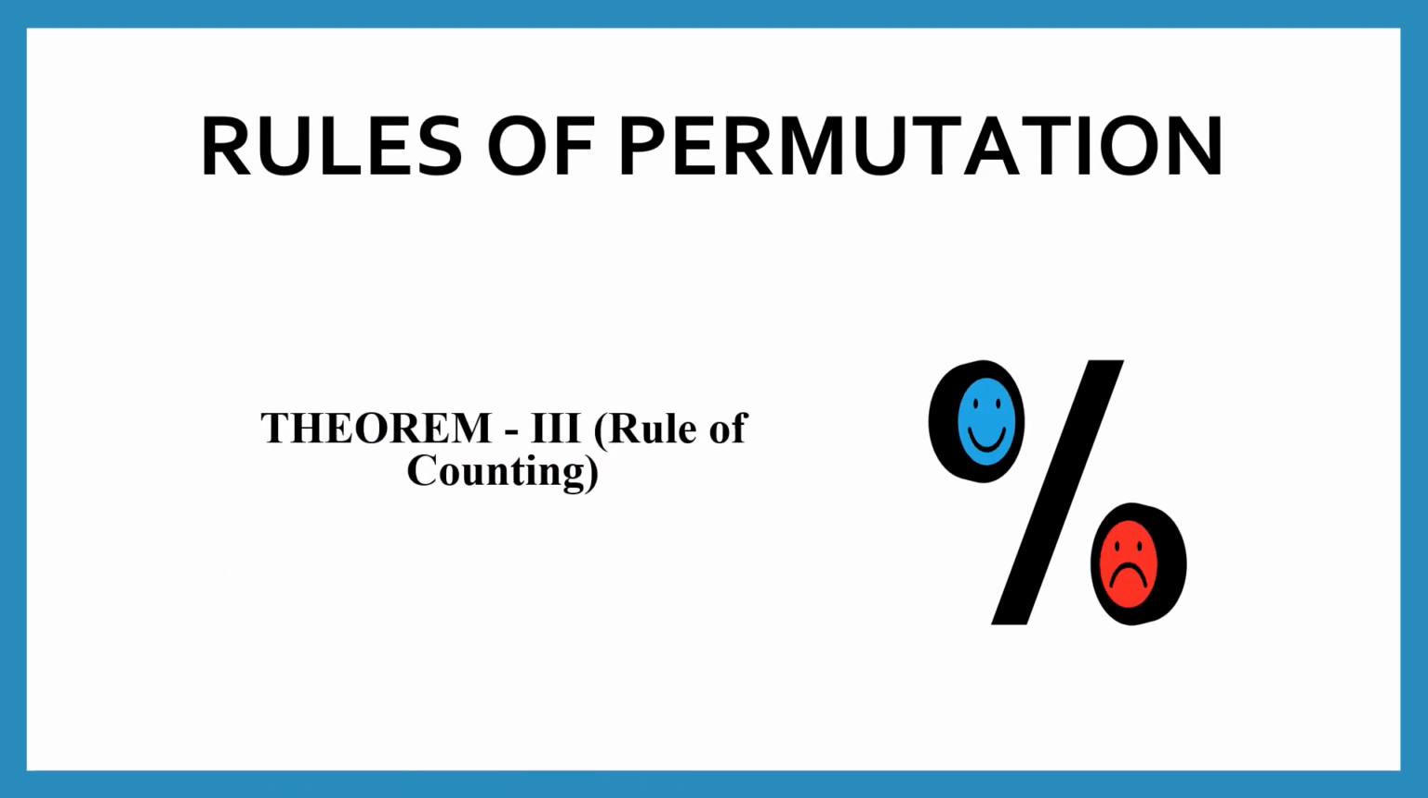Theorem third. Rules of counting. If an operation can take place in m ways, and, that having taken place in one of these ways, a second operation can take place in n ways, the number of ways in which the two operations can take place is given by this formula.